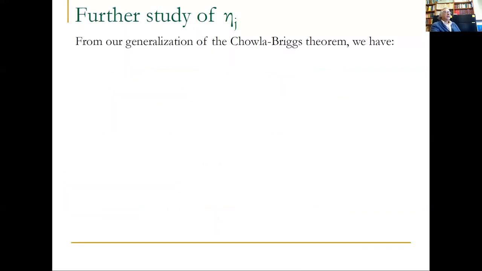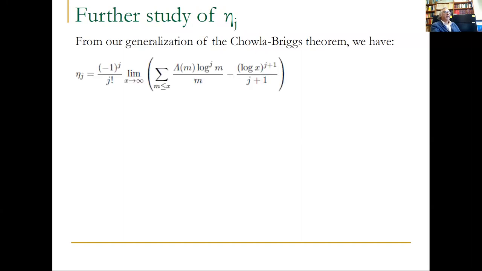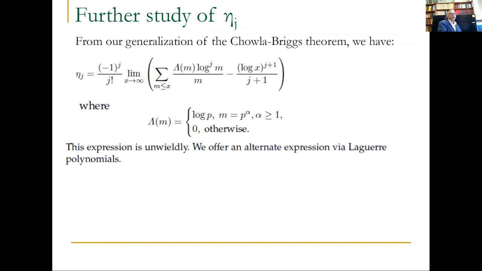Now, a further study of the eta_j's: from our generalization of the Chawla-Briggs theorem, we have that the eta_j's can be given by this formula. As I said, I point this out simply because the Bombieri-Lagarias paper gets this formula, which is a beautiful formula, via the Weil explicit formula. Lambda sub m is the usual von Mangoldt function. This expression is very unwieldy. We will try to offer another expression for it via Laguerre polynomials.